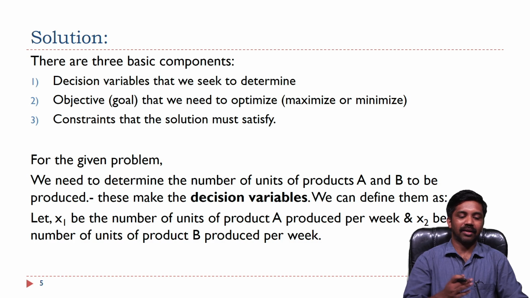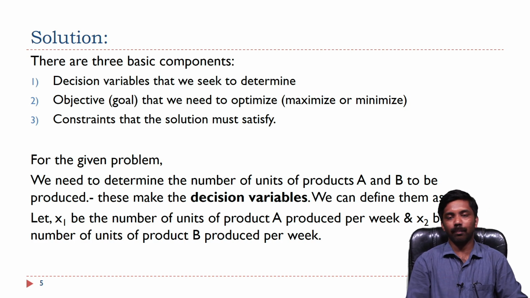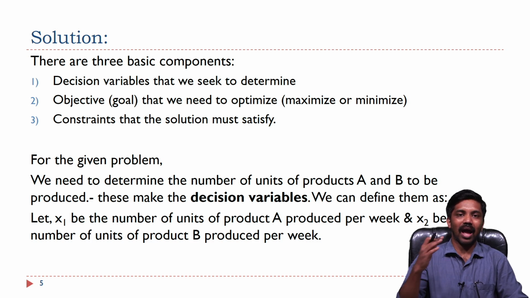We know that when we are formulating, ultimately 3 basic components will come in that linear programming problem. One is the decision variables which we seek to determine, another is the objective or goal that we need to optimize, which may be either maximize or minimize, and the third is the constraints that the solution must satisfy. The optimization should happen in the presence of those constraints. So for the given problem, ultimately we have to determine the number of units of products A and B to be produced.